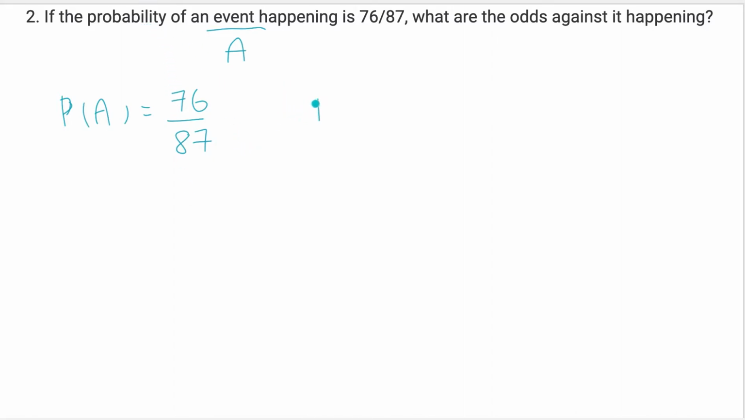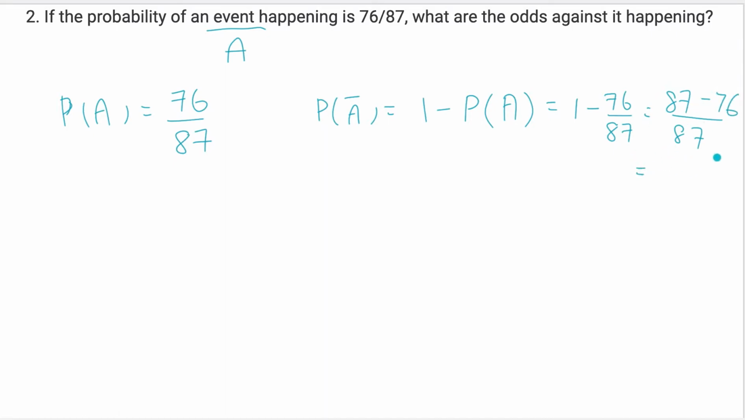Then what is the probability that will not happen? Because we already know how to solve it, right? 1 subtract probability of A. That is the probability of event A not happening. So we know that's gonna be 1 minus 76 over 87. 1 is of course 87 over 87. So 1 minus 76 over 87 is 87 over 87 minus 76 over 87. With the same denominator, we can just subtract it. 87 minus 76 is 11, so 11 over 87.